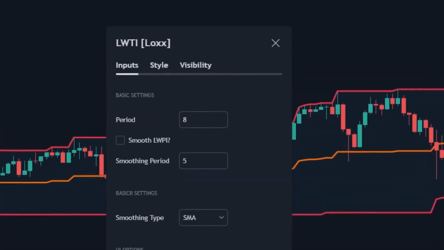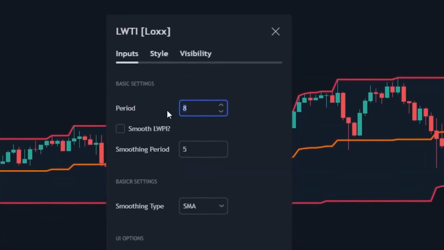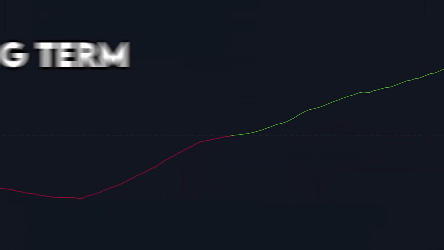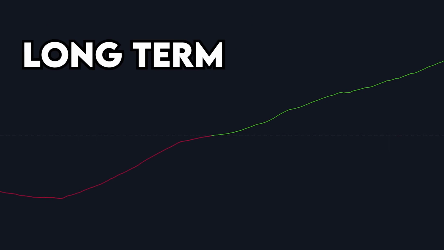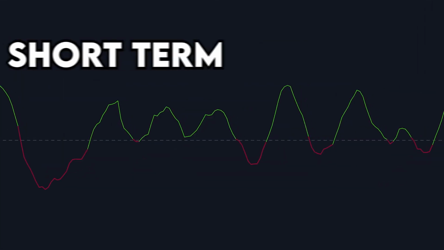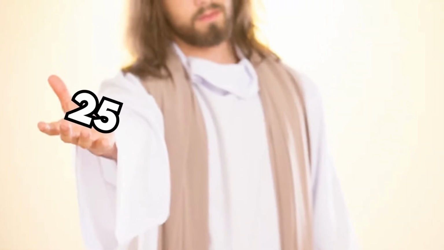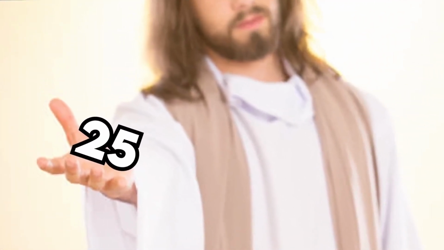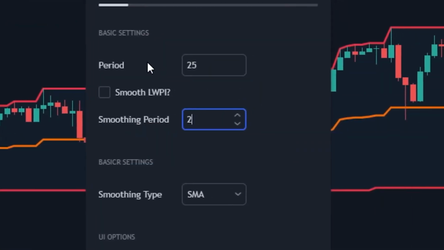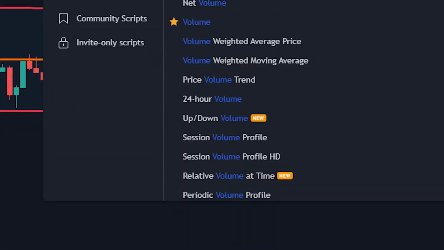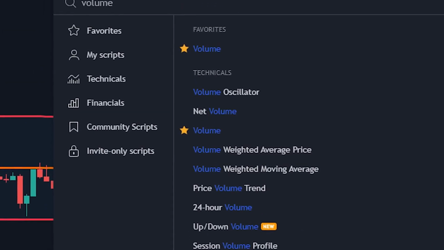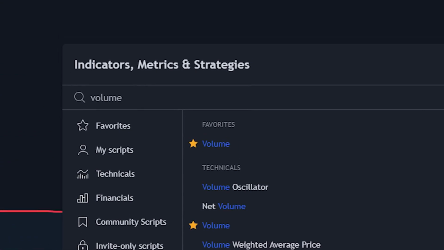Once you have it added, go to the settings of the indicator and change the period to 25. The higher this number is, the more long-term trends it'll look for. If you're looking for confirmation for shorter-term trends, a smaller number is better. I found 25 works the best with a 5-minute time frame. Then you're going to want to change the smoothing period to 20. Then for the final indicator, add a simple volume indicator.